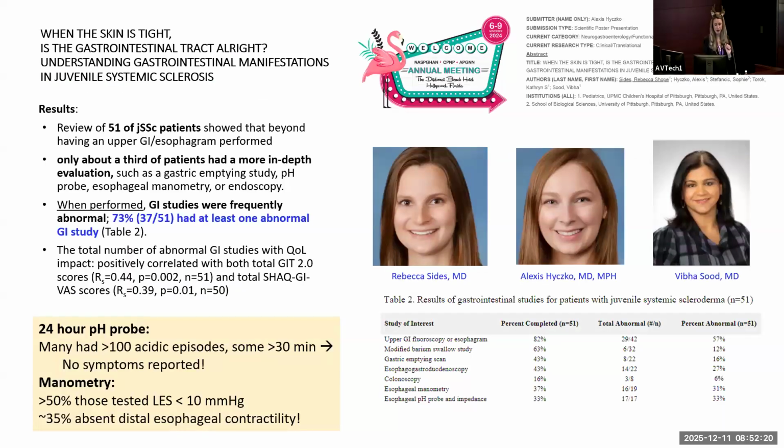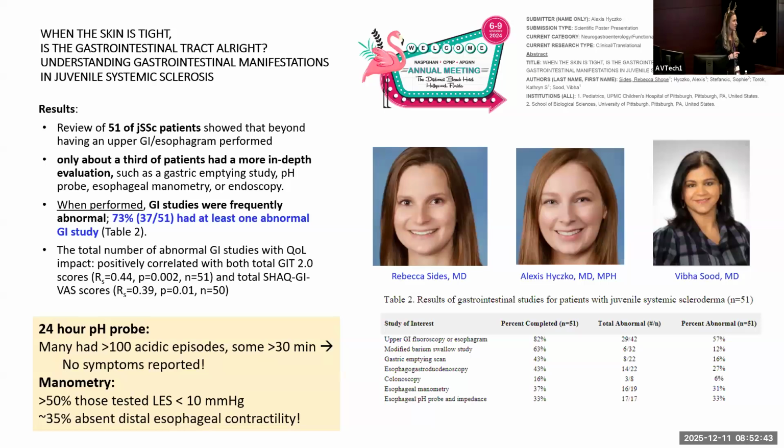This was from our lovely residents and now GI fellows. They did a better job at actually looking at the percent frequency of abnormalities if you had the GI testing. In the publications, a lot of it's like, oh, 30% GI affected. But if you actually do the evaluations I mentioned, 75%-ish are affected.